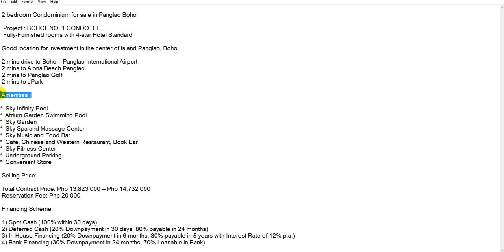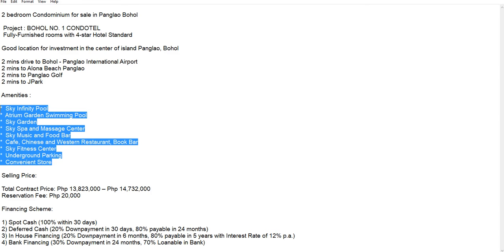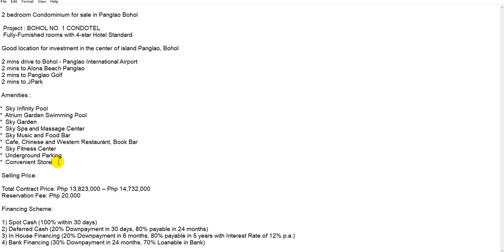Next is the amenities. Of course, this is a high-end project, so it has a Sky Infinity pool. Then you just arrange the amenities based on what you think is really important to the buyer. But anyway, you can just write everything, all the amenities of the project, since we don't know what's really important to them.